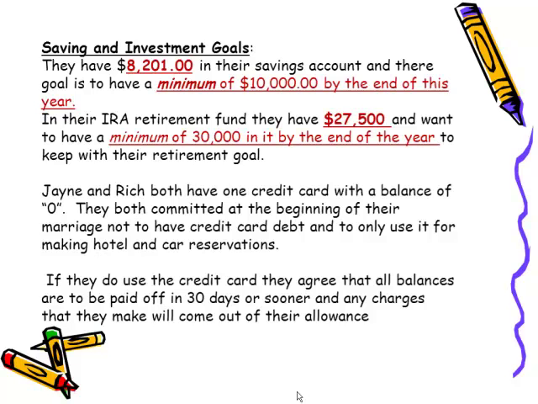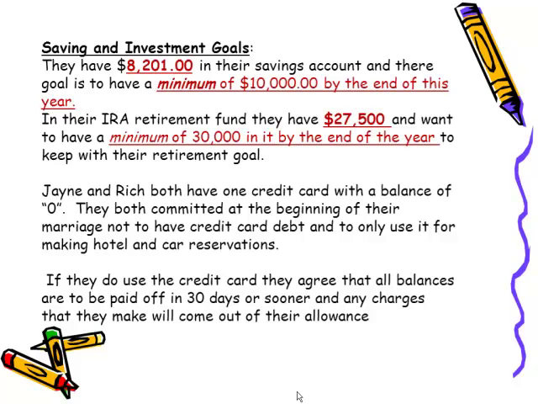So the savings and investment goals are goals that they want to address, and these are things you're going to make sure they meet when you prepare this budget for them. They have $8,201 in their savings, and by the end of the year they want a minimum of $10,000. That's a minimum. You can have more if you want, but you've got to hit that $10,000 mark, and you've got to figure out how you're going to do that each month.